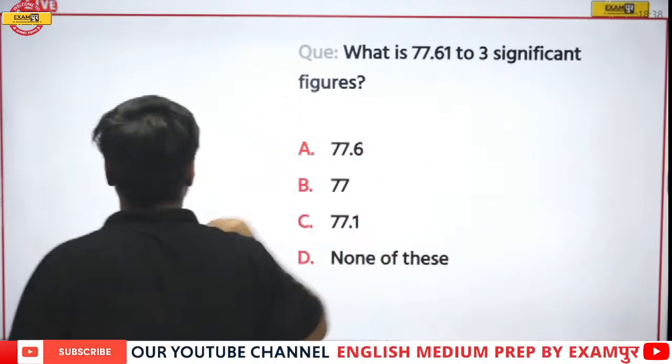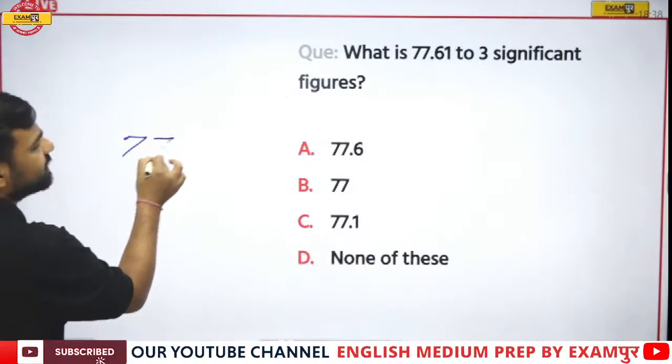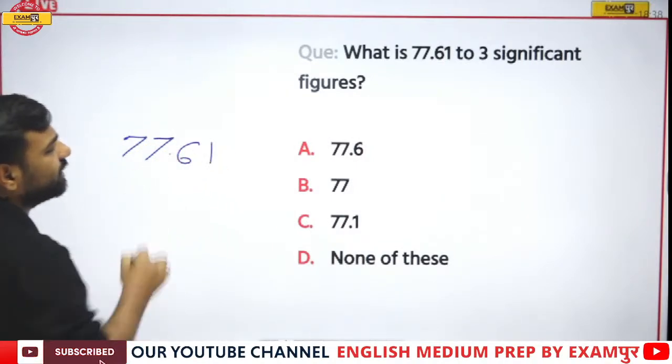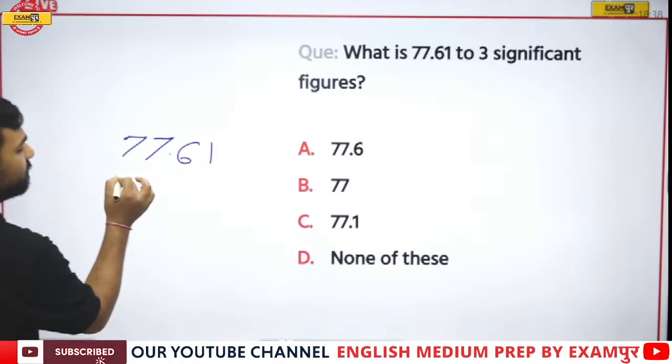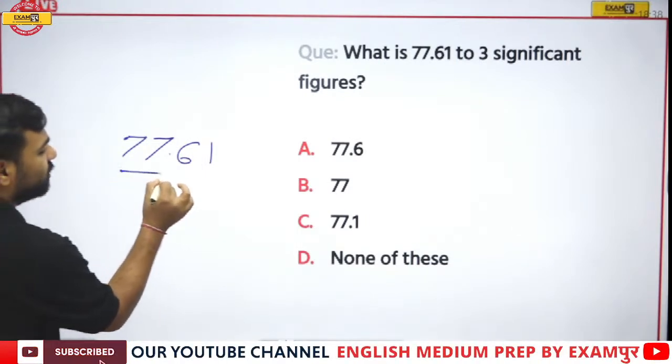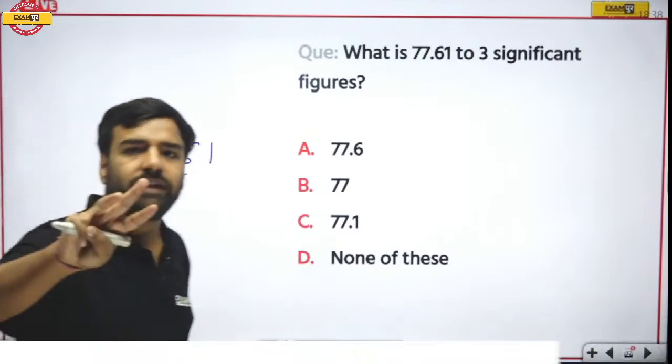Okay. So this was the simple one. If I say it is 77.61 and I am asking about 3 significant figures, obviously 0 is not there. So I'll be including this part as well. So this is included, this is included, this is included. 3 digits are done.